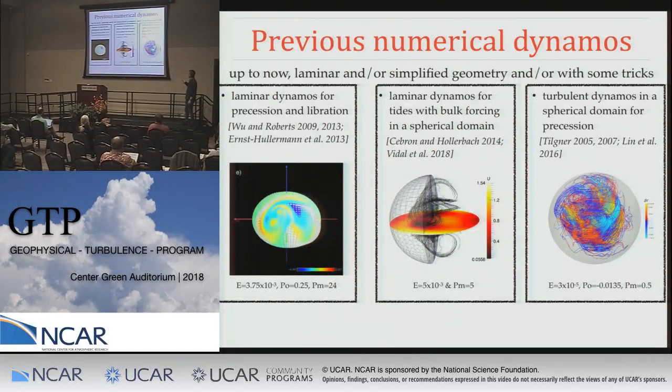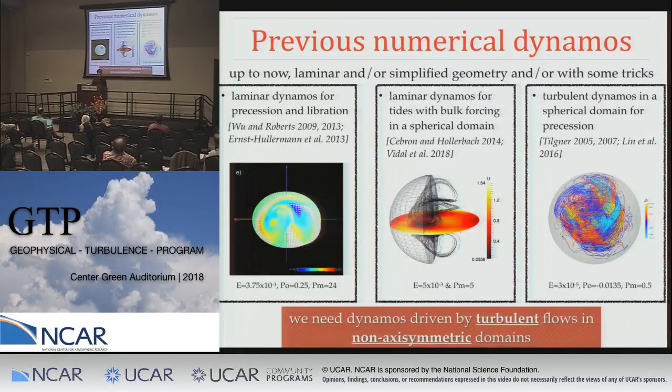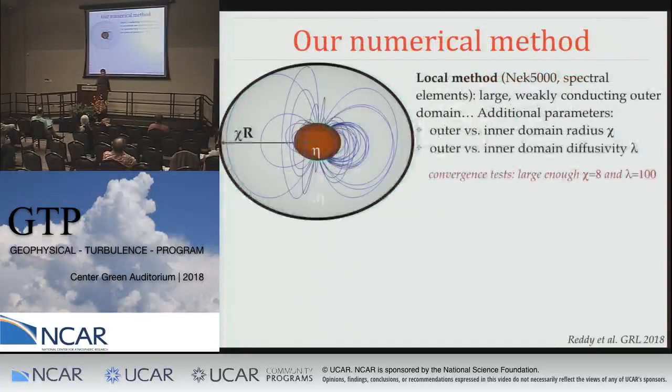And finally, there have been some turbulent dynamos for precession, but only in the case of a sphere. And in the case of a sphere, there is a precession instability, but it is only driven by viscous coupling. While when you look at precession in a triaxial ellipsoid, you will also have topographic coupling, topographic driving of your instability. So precession in a sphere is much less efficient at driving turbulence than precession in a triaxial ellipsoid. So we need dynamos driven by turbulent flow in non-axisymmetric domains. That's what we have tried to do.